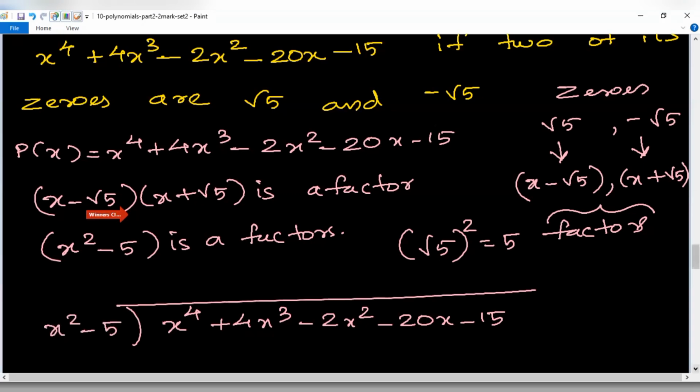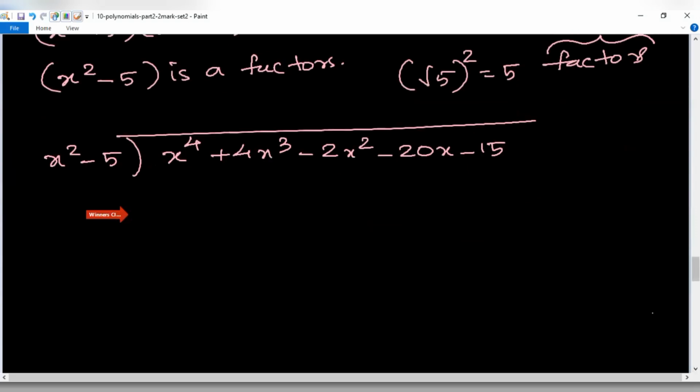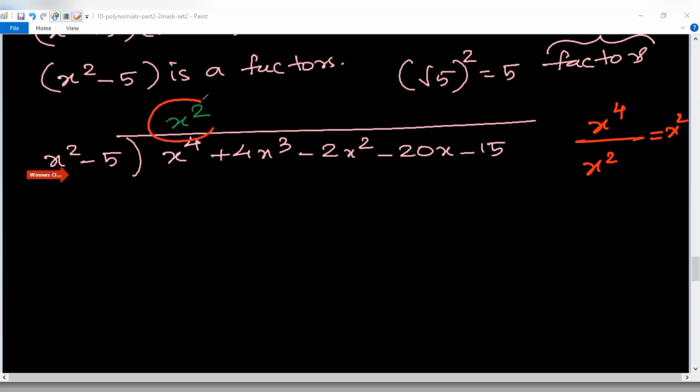So we'll get a quotient and we will again factorize that. Okay. Now here we have x raised to 4 and here we have x square. When we divide, we will get x square. So x raised to 4 by x square. Hope all of you understood. X raised to 4 by x square is x square. That is what we have to write here.